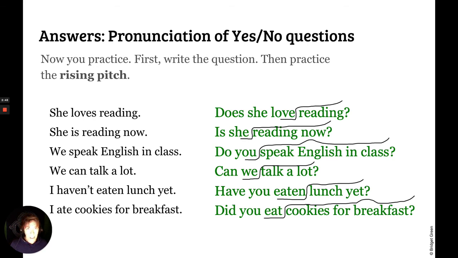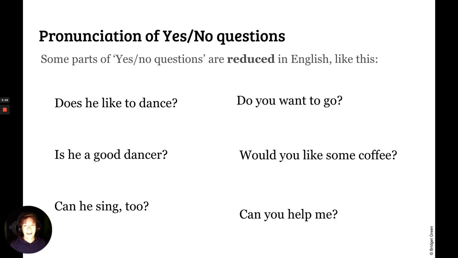Does she love reading? Is she reading now? Do you speak English in class? Can we talk a lot? Have you eaten lunch yet? Did you eat cookies for breakfast? You hear the voice goes up at the end? Nice job. Okay, another pronunciation point is some parts of the sentence are reduced in English.